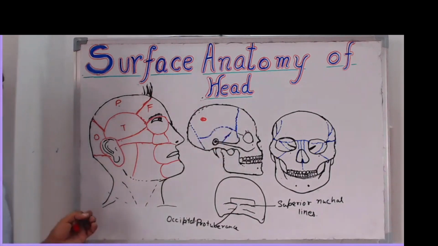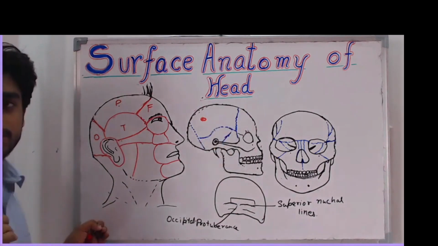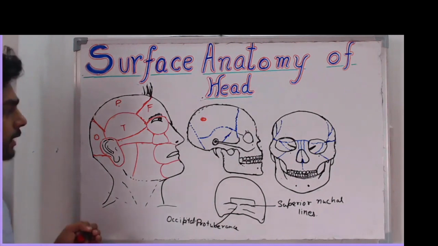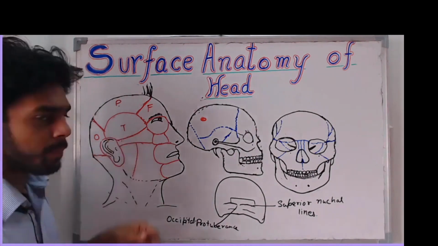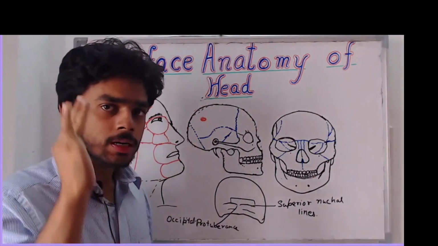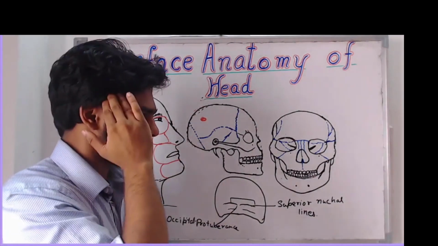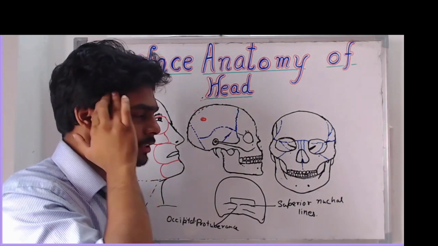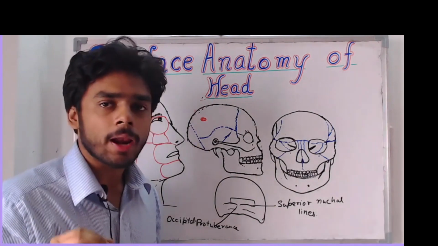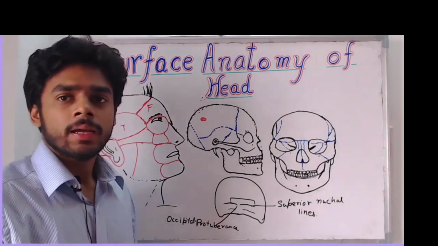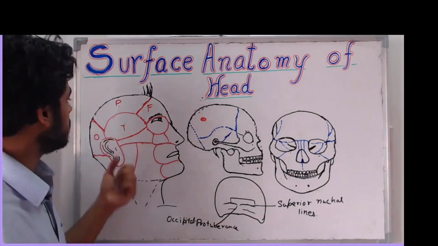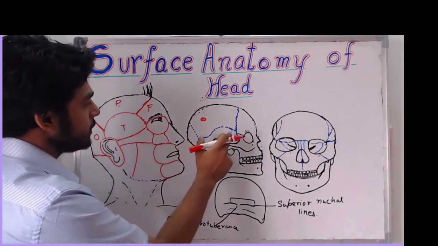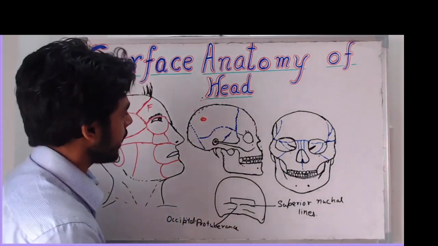And when the teeth are clenched repeatedly, the temporalis muscles can be palpated. When you put your fingers here in the temporalis region and clench your teeth continuously, you can palpate the temporalis muscles. In this region, inside the scalp, 4 bones actually meet. You can see this in the diagram.